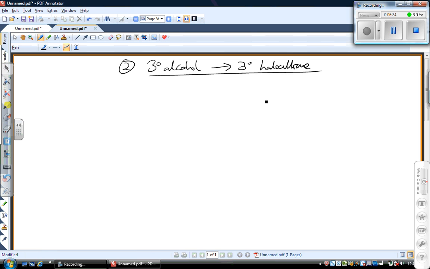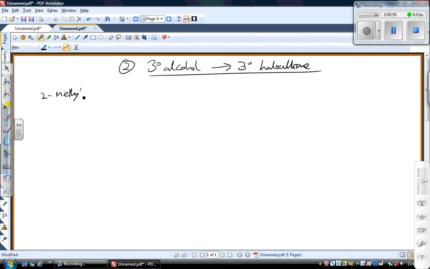Now this was an entire question in the 2010 paper, and it comes up quite a bit in other exam papers as well. So it's very important that students have a good understanding of this particular reaction and also the equipment that's used. If we write down a tertiary alcohol which came up in the 2010 paper, which was 2-methylbutan-2-ol, I'll write down the name first.